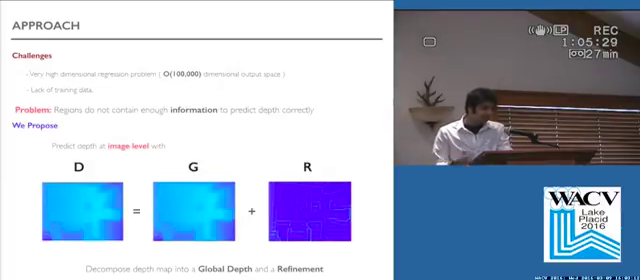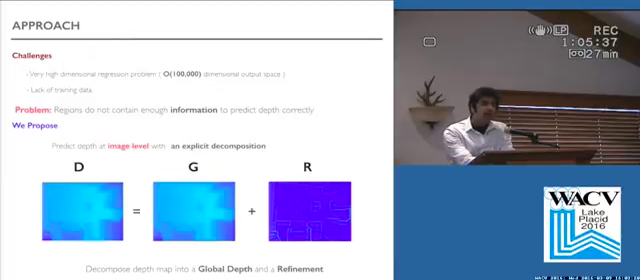So in order to simplify this problem, we explicitly decompose depth into two quantities. One of them is the global depth, which is referred to as G, and the other one is a refinement, which when added together will give you back the original depth. Now, in order to actually make this work, you have to define the global depth in such a way that it reduces the complexity of the problem.